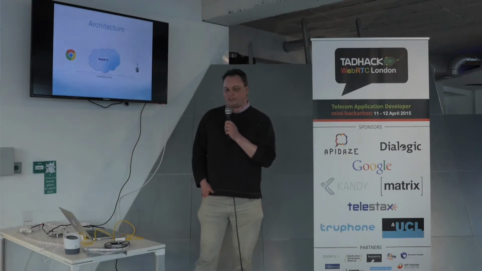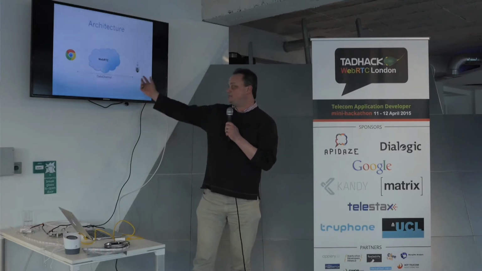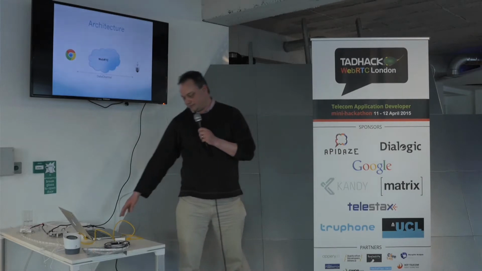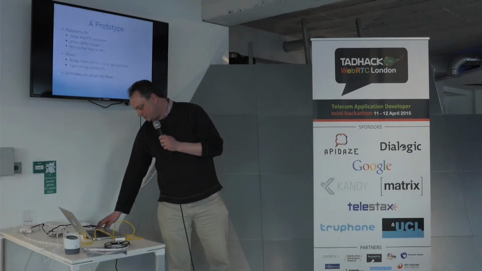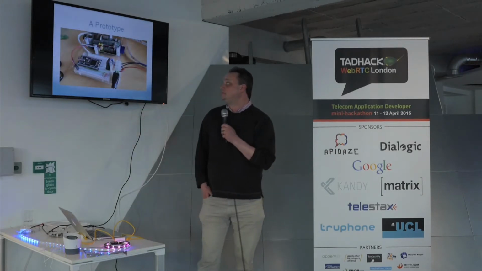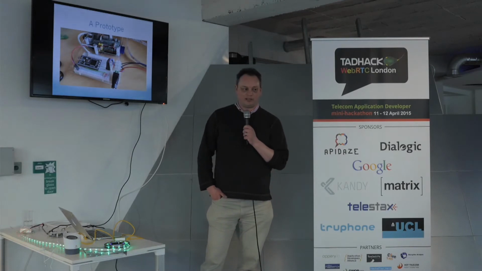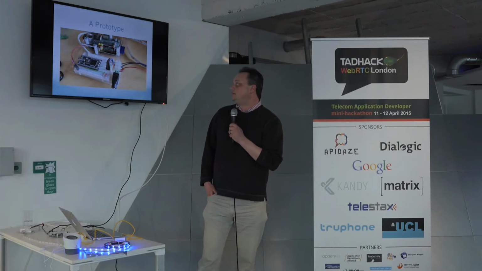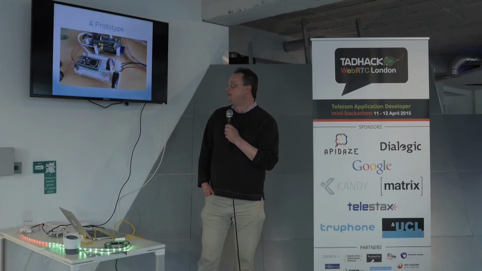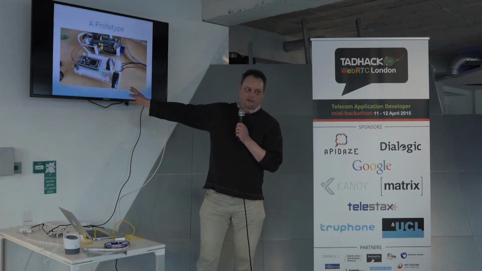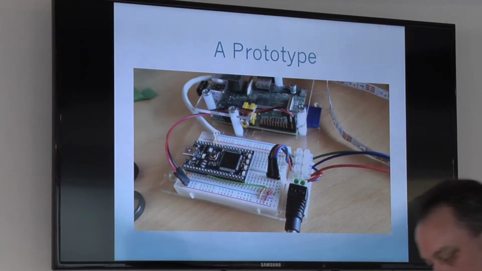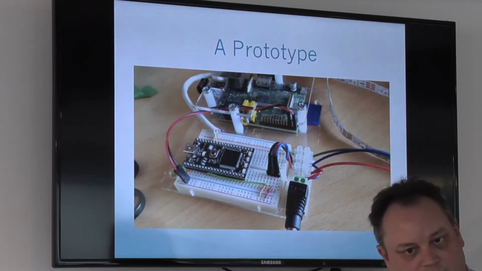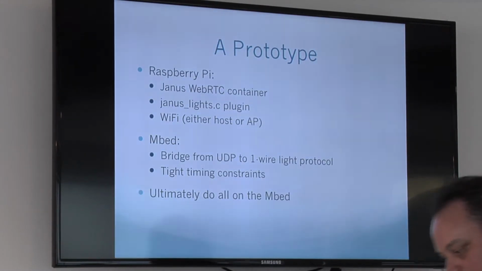So the architecture is really simple. One end there's the Chrome web browser, the other end there's the lights. It's just using data channel and WebRTC. So the prototype is just on this breadboard. There's a Raspberry Pi, which is running the Janus WebRTC gateway with a plugin, and a small microcontroller. The microcontroller is used to basically drive the lights because of the timing constraints of the protocol.